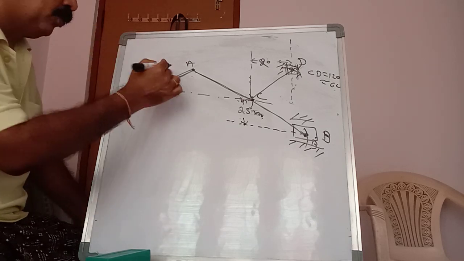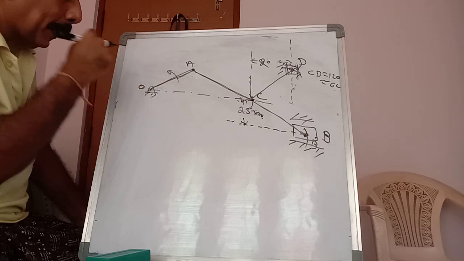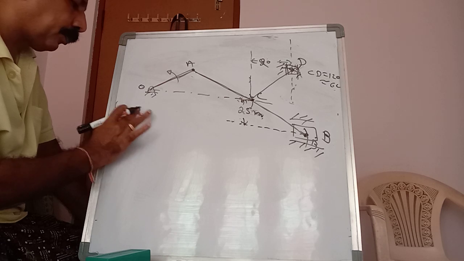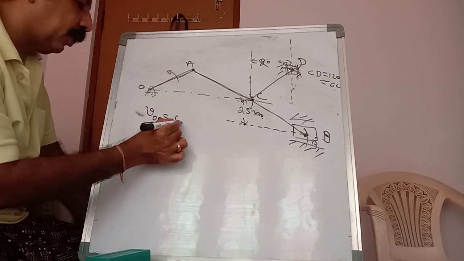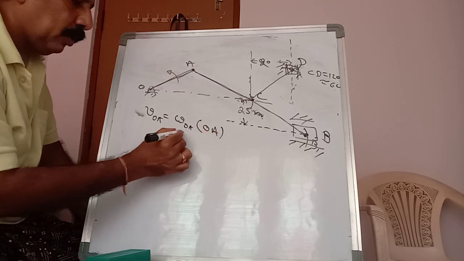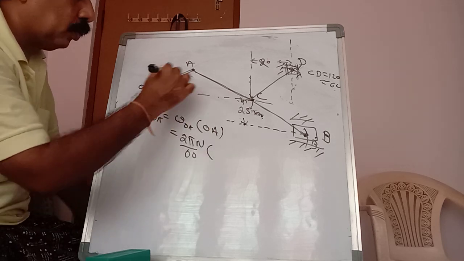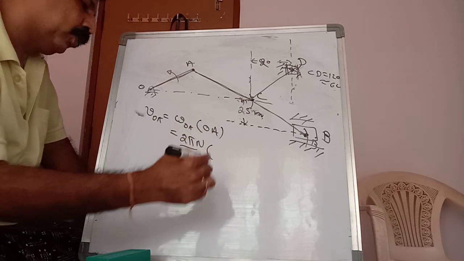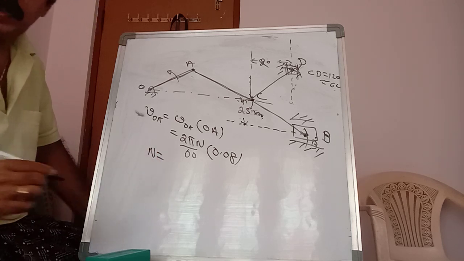Because OA is the known value, and also it is given that it is in anti-clockwise direction, first you have to find out VOA. What is the formula? Omega OA into OA. What is the value of omega OA? 2 pi N by 60 into OA. What is the OA length? Actually it is given as 80 mm, 80 by 1000, 0.08.